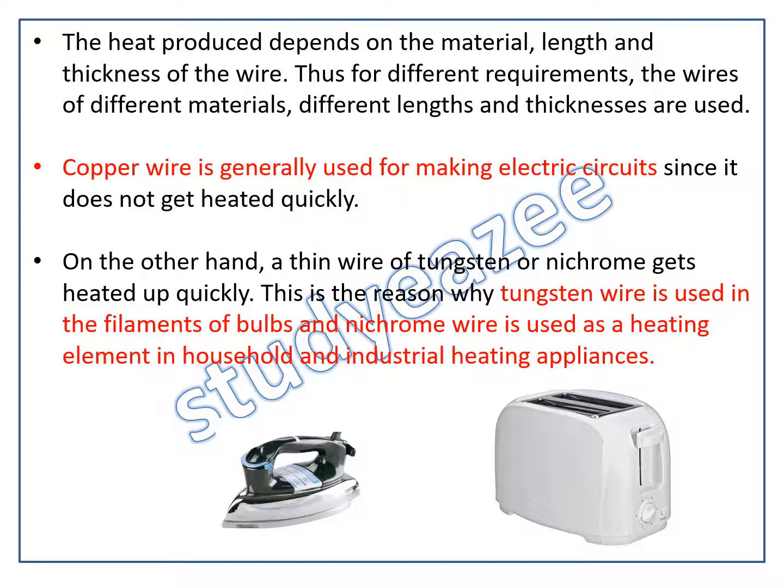The heat produced depends on the material, length and thickness of the wire. Thus, for different requirements, wires of different materials, different lengths and thicknesses are used. Copper wire is generally used for making electric circuits since it does not get heated quickly. On the other hand, a thin wire of tungsten or nichrome gets heated up quickly. This is the reason why tungsten wire is used in the filaments of bulbs and nichrome wire is used as a heating element in household and industrial heating appliances.